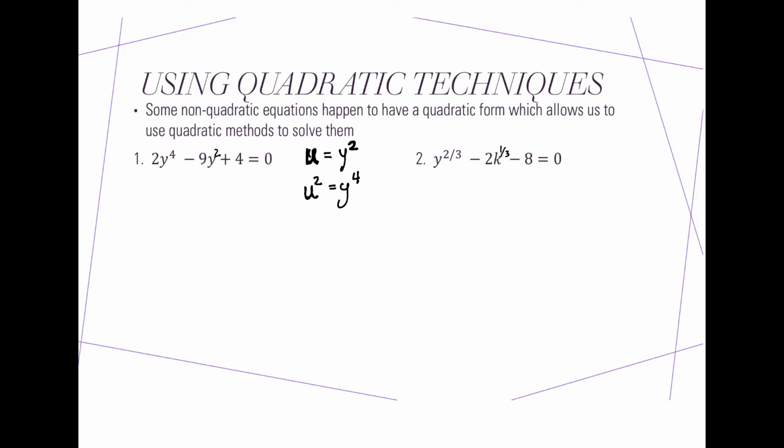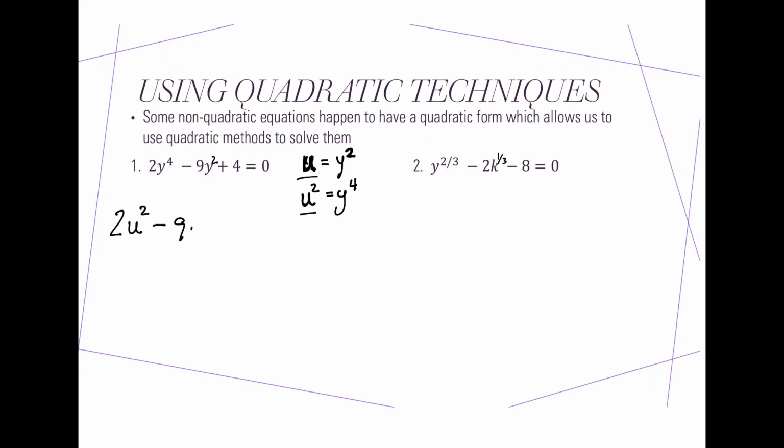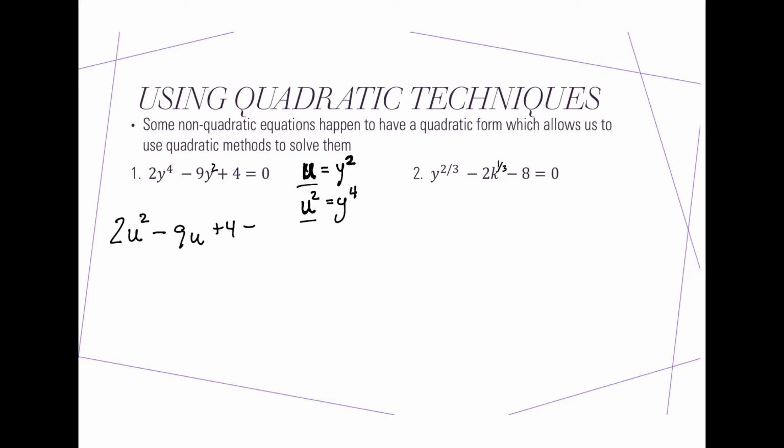And now you can see that temporarily at least, I'm going to substitute U into this formula, even though ultimately I want to solve it for y, not for U. This is going to be a holdover for a minute. So I get 2u squared instead of y to the fourth, minus 9u, I accidentally wrote y in there, plus 4 equals 0.